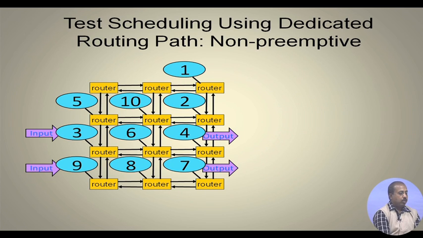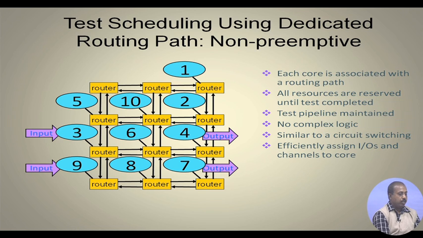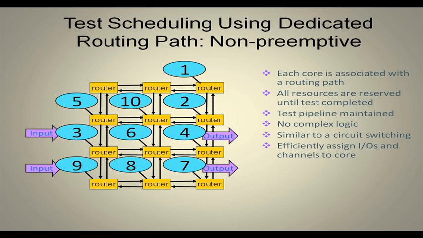Here it is assumed that it is a non-preemptive path, because once the test starts, it does not stop in between. It completes, and only then can it go to another test session. So each core has an associated routing path from the input to that core, and from that core to the output. All resources are reserved until the test is completed.